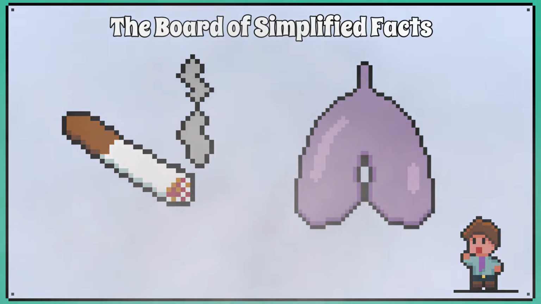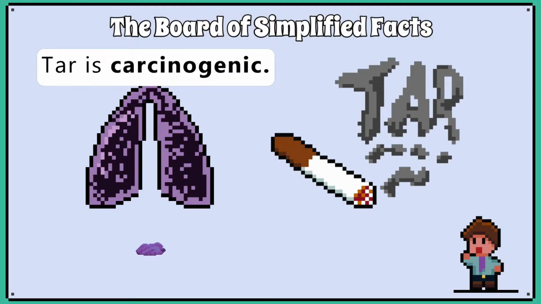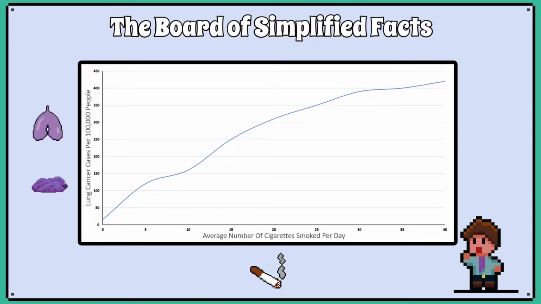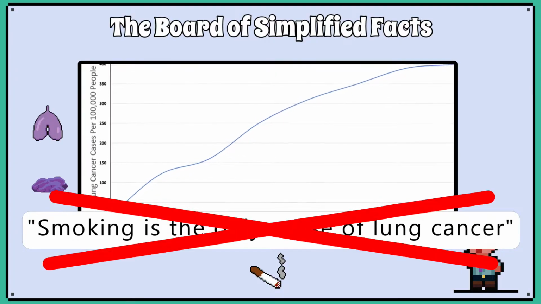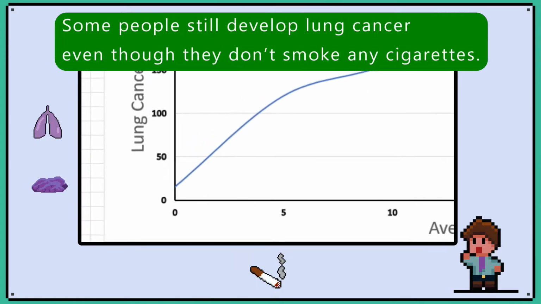Smoking negatively affects the respiratory system in many ways, but you must know the following for your exam. Tar in cigarette smoke contains carcinogens, which can lead to lung cancer and potentially death. A carcinogenic substance causes cancer. A common question that looks at data of the amount somebody smokes versus lung cancer rate will ask why the following statement is incorrect: smoking is the only cause of lung cancer. You should refer to the data in your answer, which tells us that some people still develop lung cancer even though they don't smoke any cigarettes.